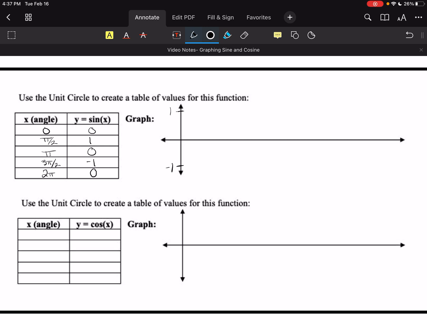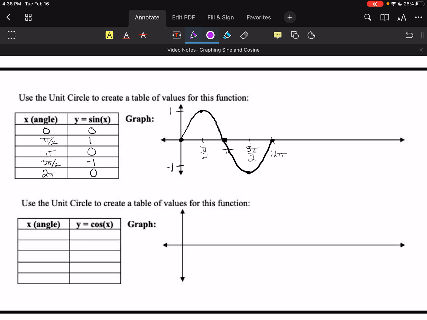And we're going to go by my pi over 2's, right? So pi over 2, pi, 3 pi over 2, 2 pi. So 0, 0, pi over 2, 1, pi, 0, 3 pi over 2, -1, and then 2 pi is back at 0. So I get this shape, my wave. Now, it's important to note that that's only one period, okay?